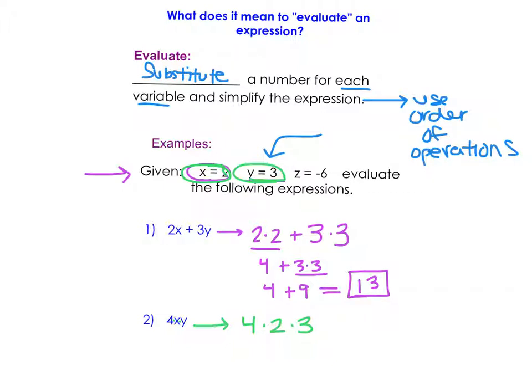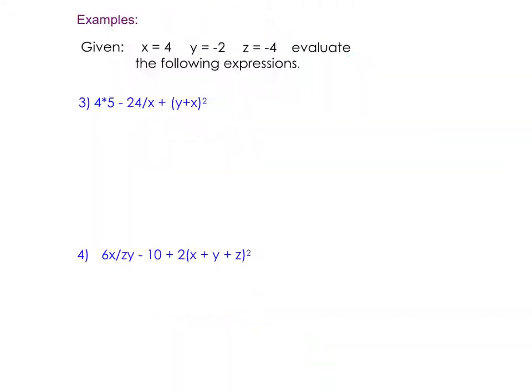I then am going to apply the order of operations. So I don't see any parentheses, don't see any exponents, but I do see multiplication, which I'm going to apply from left to right. So 4 times 2 is 8. 8 times 3 is then 24.